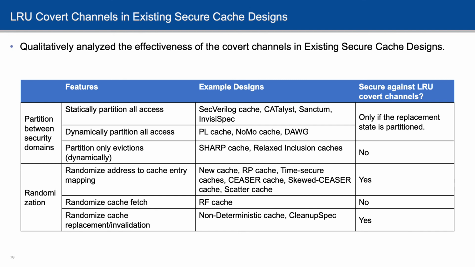We further qualitatively analyze the effectiveness of the covert channel in existing secure cache designs. We find that not all secure cache designs are secure against our covert channel because we use a new state in the cache. For partitioned cache, it must partition both eviction and all the access, and only if the replacement state is partitioned is it secure. For randomization, it depends on where the randomization applies. If it applies to cache fetch, like in the random fill cache, it's not secure.